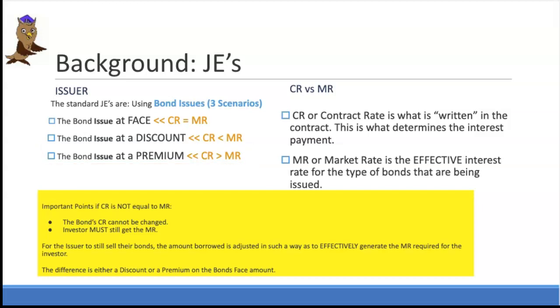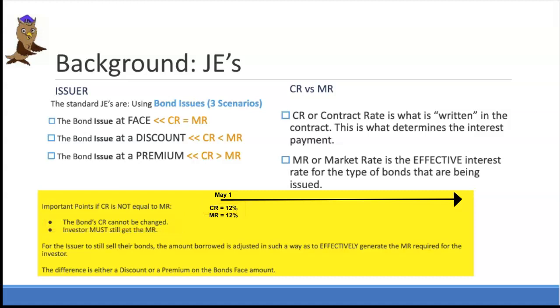Now, the discount or premium is the difference between what the bond contract says the borrowing should be and what the actual amount borrowed will be. One way to think about this difference is as follows, as shown in this yellow box. Suppose that a bond contract is printed, say on May 1st. The CR was set perhaps equal to the MR of 12%. As of that date, May 1st, the CR printed on the bond contract is set and cannot be changed.